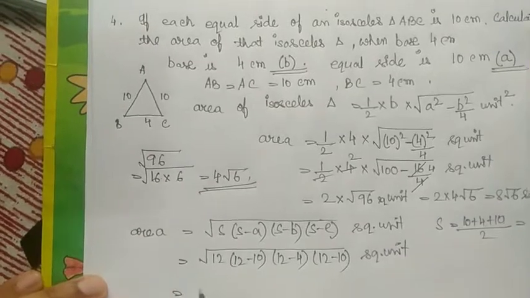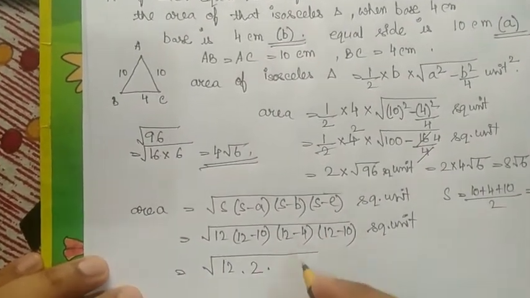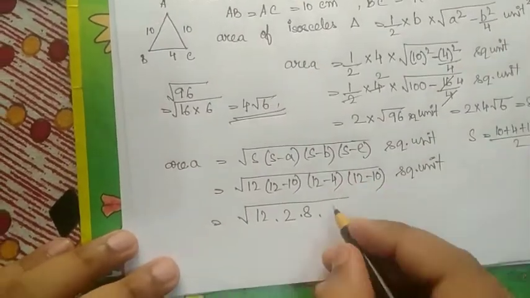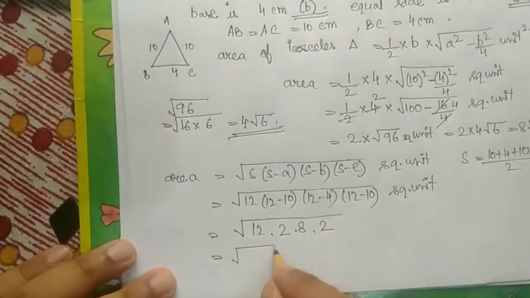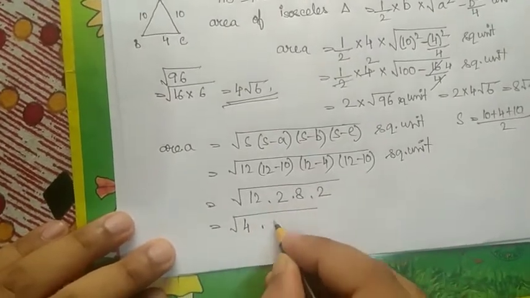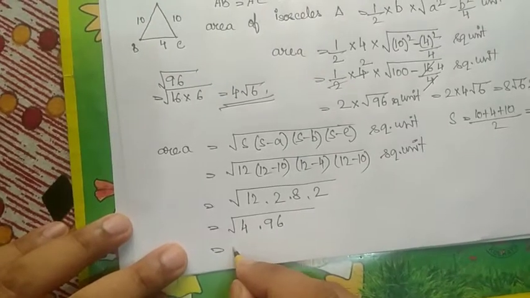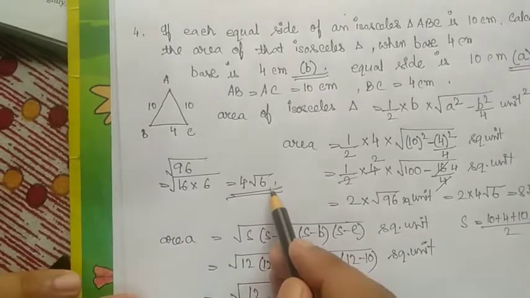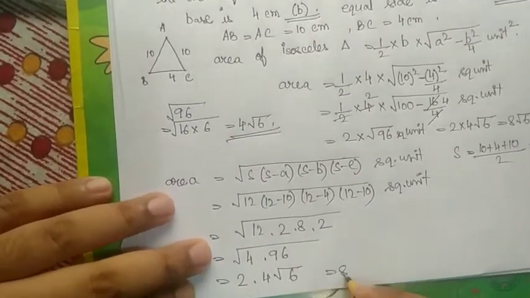12 minus 10 means 2, 12 minus 4 means 8 and 12 minus 10 means 2. This 2 into 2 means 4 and 12 into 8 means 96. For root 4 we're going to get 2, and for root 96 same here also. Root 96 means 4 root 6, 4 root 6, 4 into 2 is 8 root 6.